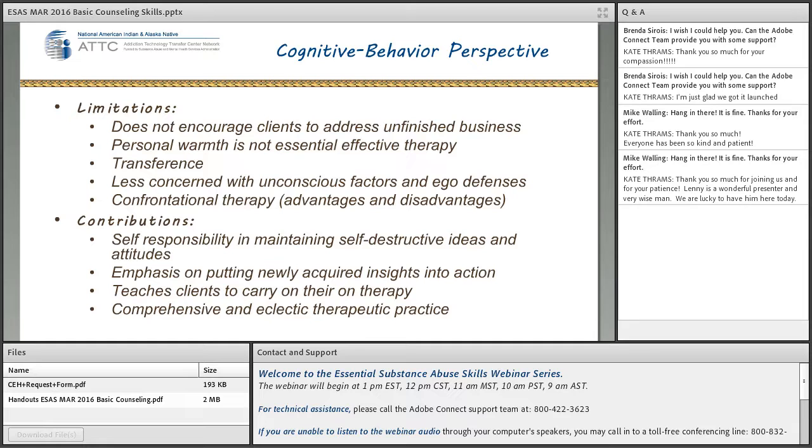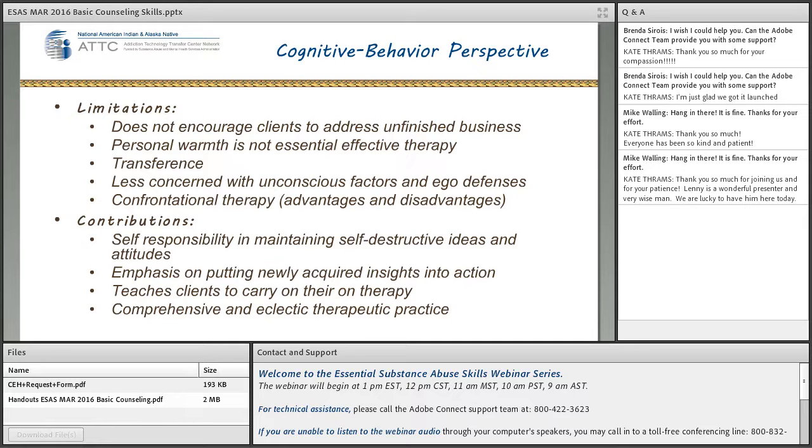So getting back to the cognitive behavioral perspective, the limitations: it does not encourage clients to trust unfinished business. That sort of goes back to what I was saying earlier. When a client gets stuck, it's important to try to teach them how to get unstuck. Sometimes we focus way too much on trying to figure out why we're feeling this way, when it's really important to figure out what can I do differently so that I don't get stuck here.